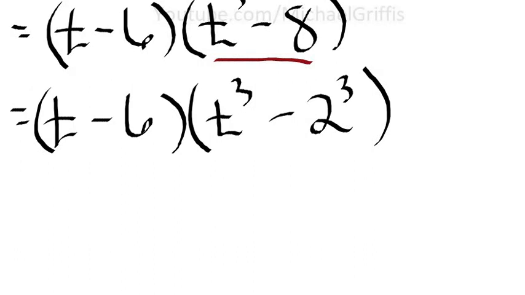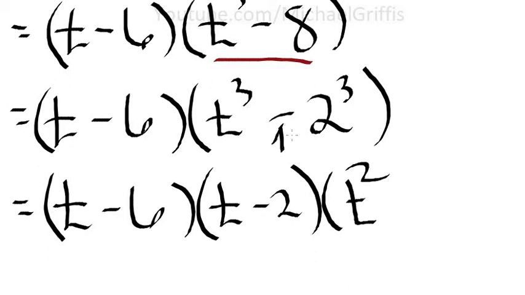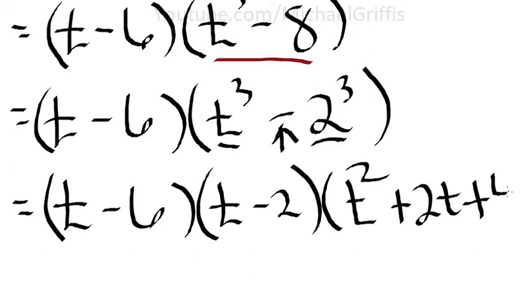So at this point you should know how to factor the difference of 2 cubes, especially one that's that easy. So this becomes t minus 2 times t squared, right, the opposite of the sign, plus t times 2, or we would write 2t, plus this number here, the 2 squared, which is 4. Yeah, that wasn't too bad. I think we'll end it there.